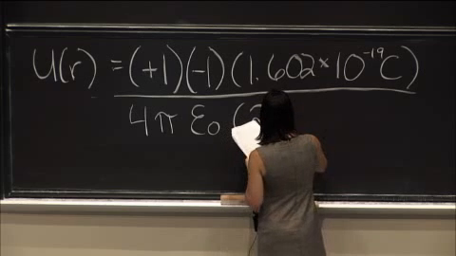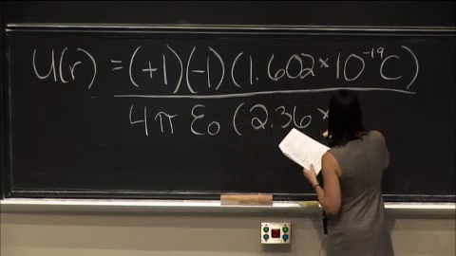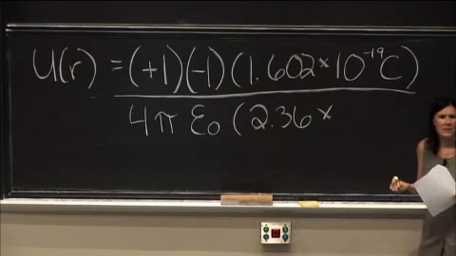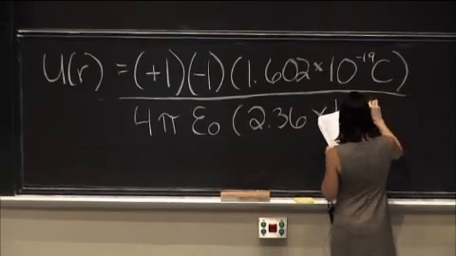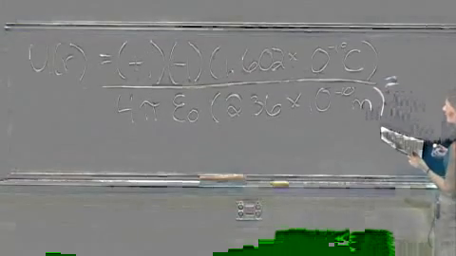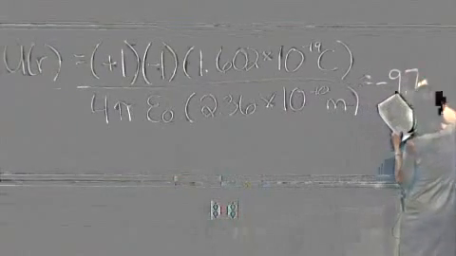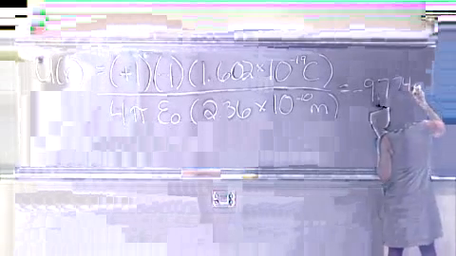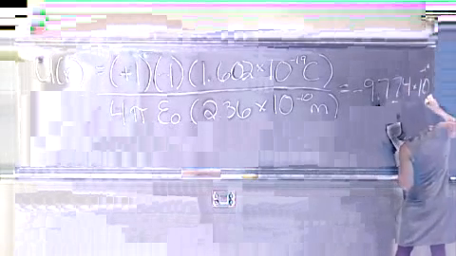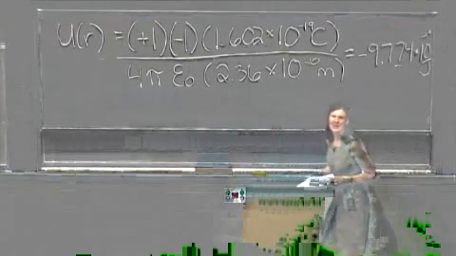And then R. So R is going to be 2.36 times, what is angstrom, everyone? Yep, 10 to the negative 10th. So 10 to the negative 10 meters. So if we do this calculation here, what we end up with is negative 9.774 times 10 to the negative 19 joules. So that's what we have in terms of our energy. That does not look the same as what we saw.